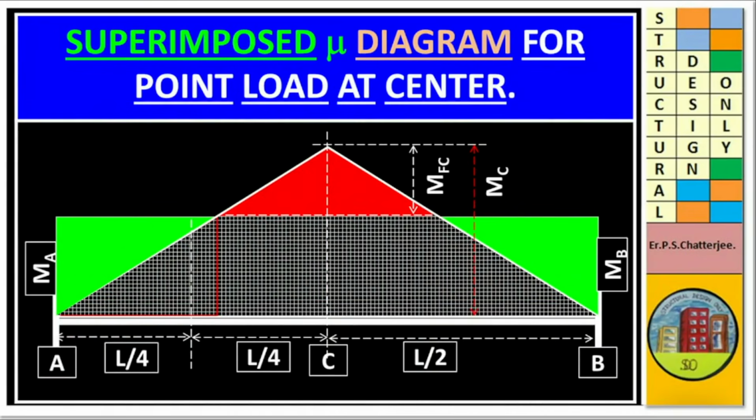And this is our superimposed mu diagram for point load, for fixed end moment and span moment. This hatched area is common for both fixed end moment and span moment. And this span moment would be equal to MC minus MA.